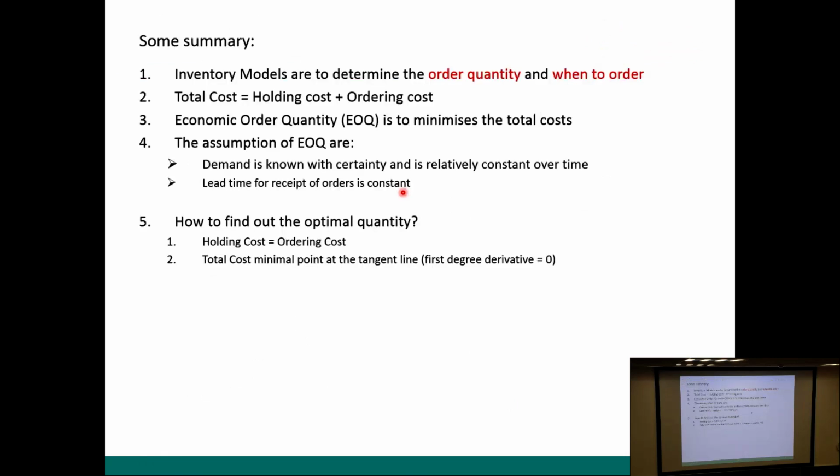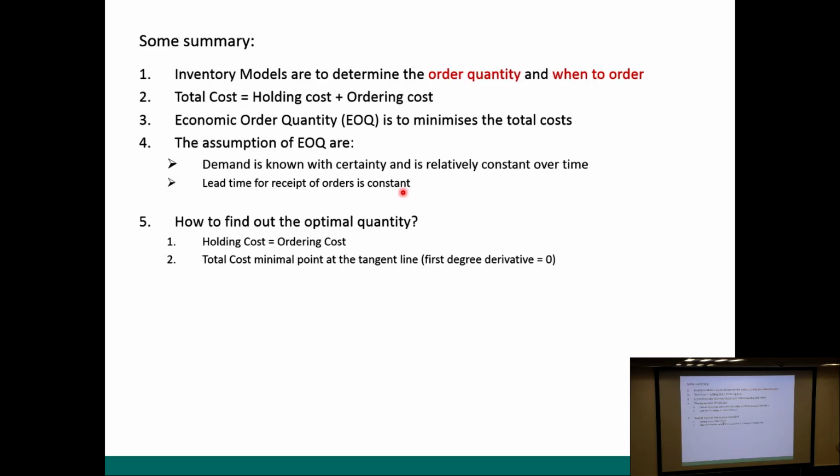So this is a summary for the first part. This is a very simplified model of ordering cost and carrying cost. For total cost, we're assuming we have two parts, holding cost or carrying cost, and ordering cost. What we're trying to do is minimize the total cost, because we don't like that cost. We assume the demand is known and the lead time is constant, basically zero time to receive our inventories. So how do we find the optimal quantity? It's the intersection point, and the holding cost should equal the ordering cost.